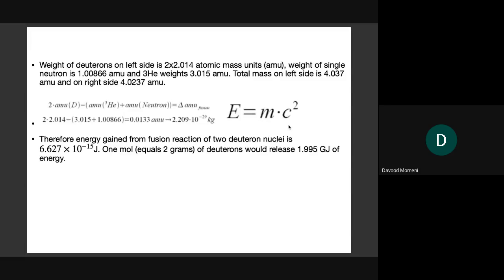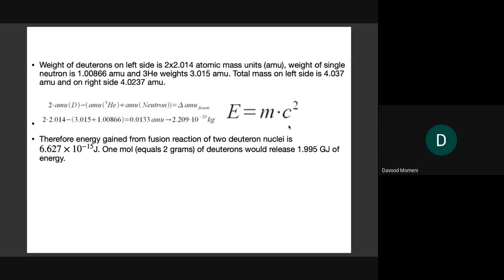So if you subtract the right from the left, then you will find a mass difference of 2.209 times 10 to the power minus 29 kilogram. Here I just wrote the atomic mass unit in terms of the kilogram.